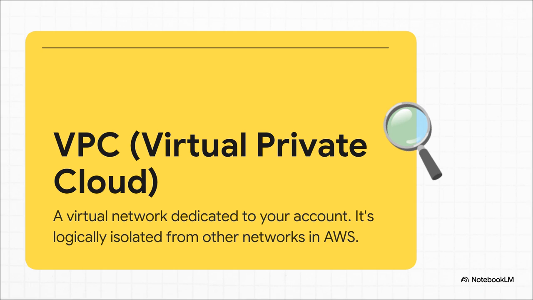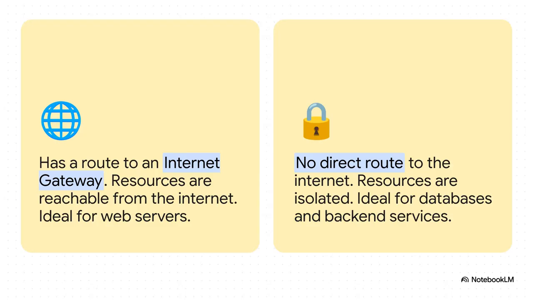This is your own private, isolated corner of the AWS cloud. It's like building your own digital fortress. You define the whole network, the IP addresses, everything. Nothing gets in or out unless you say so. Now, inside your fortress, you don't just leave everything in one big room. You create subnets. You have a public subnet, which can talk to the internet. This is where you put your web servers.